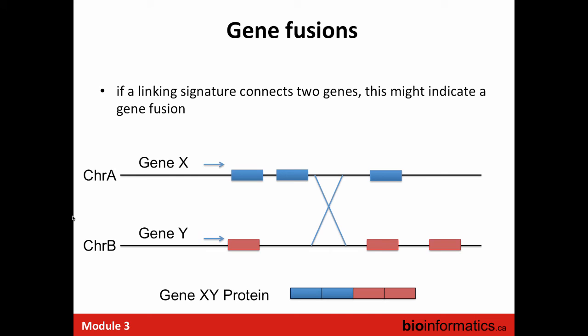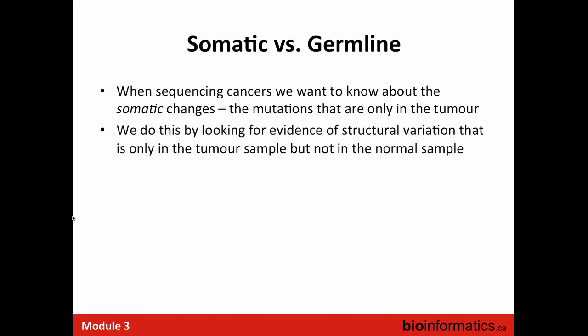So a special type of rearrangement, which is quite important in cancer, is gene fusions. This is where you had some rearrangement that shuffled exons around between different genes. And when those genes are expressed, you have what's called a fusion protein. Andrew's going to talk about this in detail later on. But this is a very important type, so we've dedicated a whole module to it.